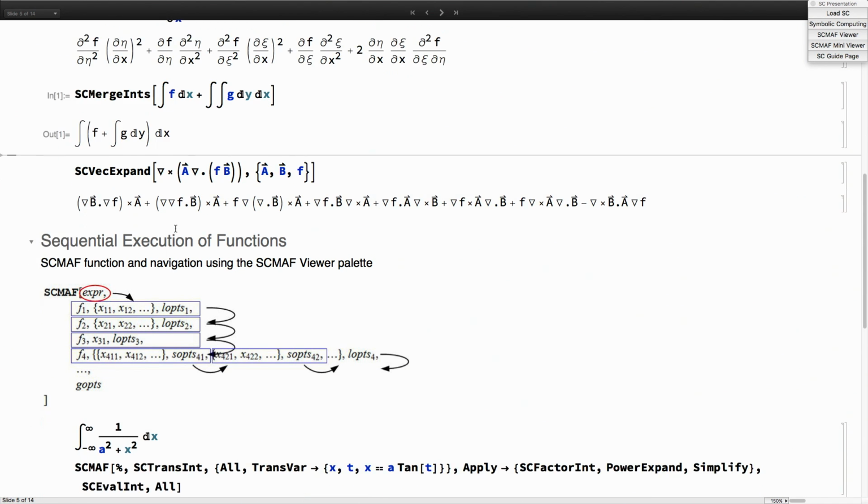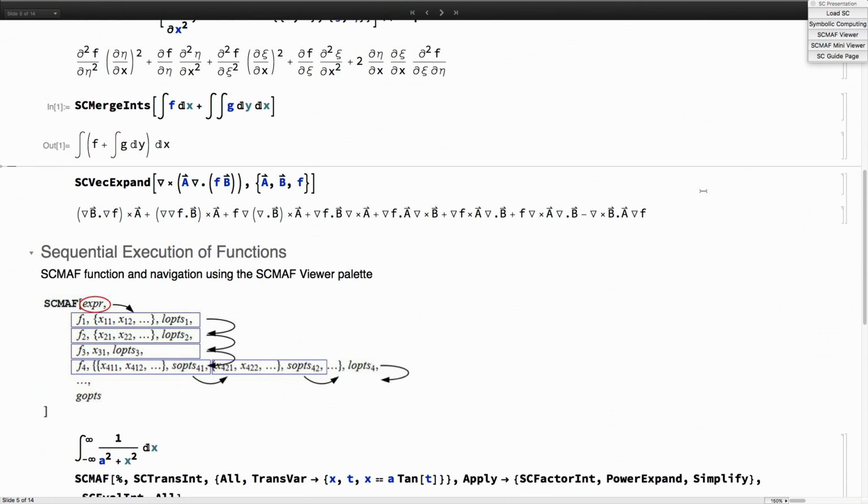And let's see vector expand. This is a pretty complicated quantity. A and B, these are all vector functions. So A and B are vector functions, and f is a scalar function. If you expand it, then you have this result.